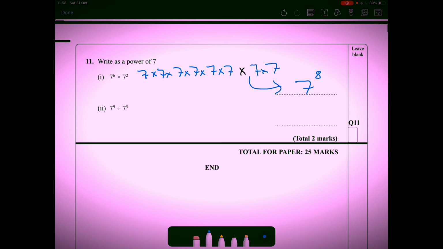Likewise, we can do the same with division. 7 to the power of 9 divided by 7 to the power of 5. Now, if you know this, you could quickly go 7 to the power of 4, but to help understand, you've got 7 times 7 times 7 times 7 times 7 times 7 times 7 times 7, 1, 2, 3, 4, 5, 6, 7, 8, 9. And then we've got 7 to the power of 5, all divided by 7 to the power of 5.